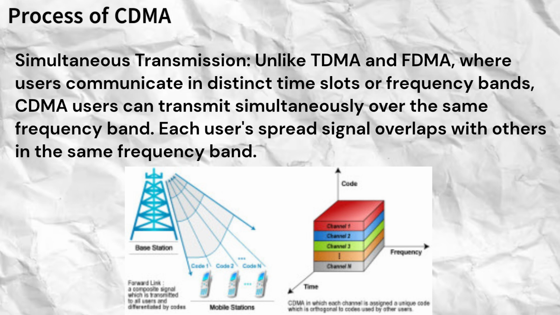Simultaneous transmission. Unlike TDMA and FDMA, where users communicate in distinct time slots or frequency bands, CDMA users can transmit simultaneously over the same frequency band. Each user's spread signal overlaps with others in the same frequency band.